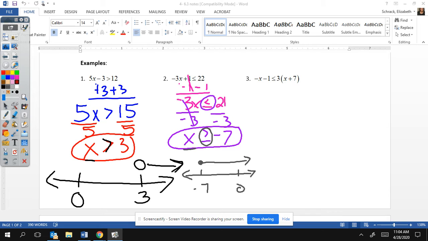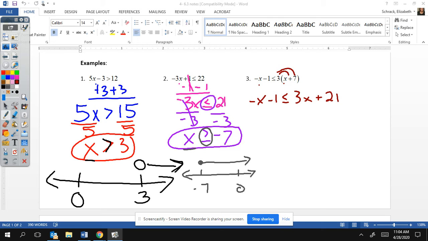Okay, number 3, last one on the front. So we have a variable on the left and a variable on the right of the inequality symbol, but I do notice that we do need to do some distribution, which is the first step in equation solving. So we have to multiply the 3 times the x and the 3 times the 7. So that means -x minus 1 is going to stay the same. Is less than or equal to 3 times x is 3x, and 3 times 7 is 21.